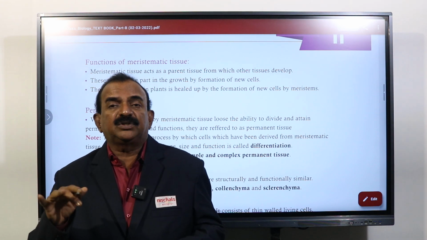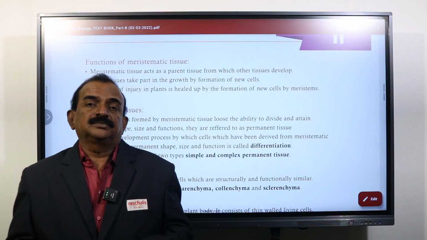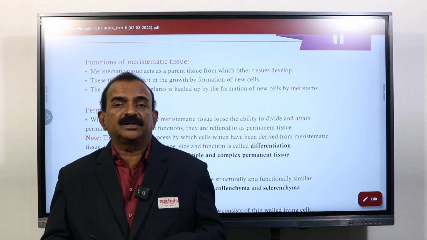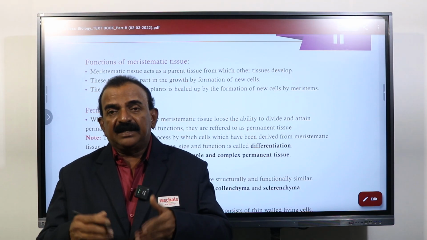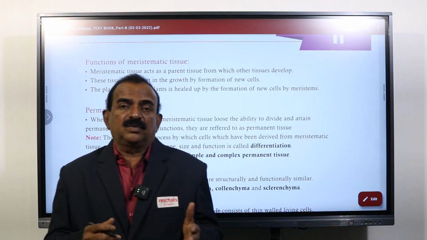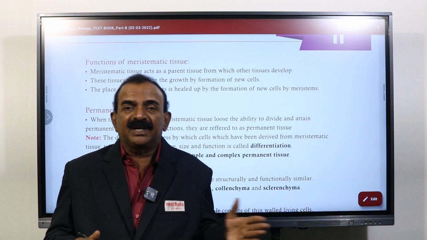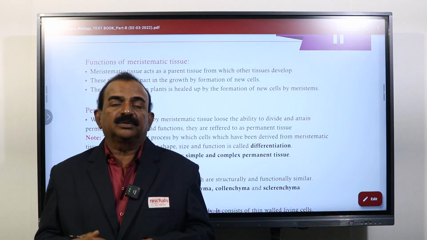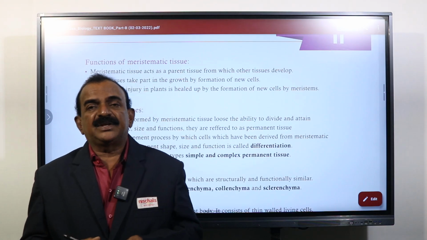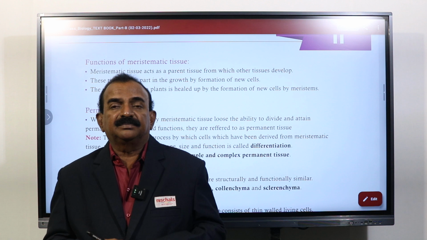The different types of tissues generally found in plants are epidermal tissues, ground tissues, and vascular tissues. Based on the ability to divide, these tissues are once again divided into two categories: meristematic tissues and permanent tissues. Meristematic tissues are of three types: apical meristem, lateral meristem, and intercalary meristem.